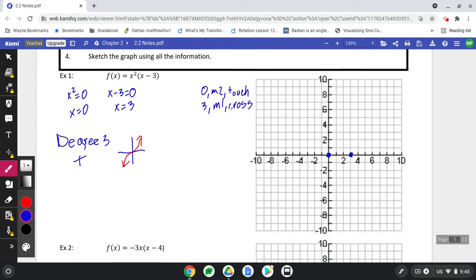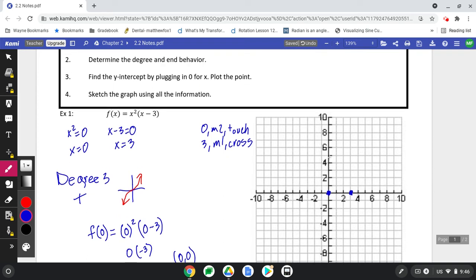Now in this case, some of you might already know what the y-intercept is, but say you didn't notice. So f of 0, if we plug in a 0, would equal 0 squared times 0 minus 3. So 0 squared is 0. 0 minus 3 is negative 3, but 0 times negative 3 would be 0. So f of 0 equals 0, which means our y-intercept is at (0, 0). We already have that point. So you'll notice if one of your x's is 0, that also is your y-intercept. You actually can skip step 3, but if you're not sure, just double check.